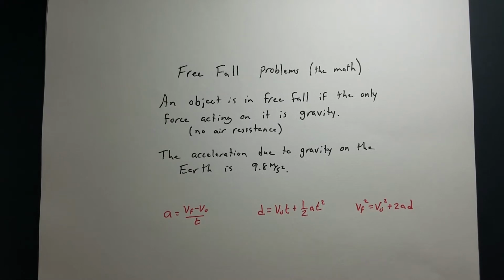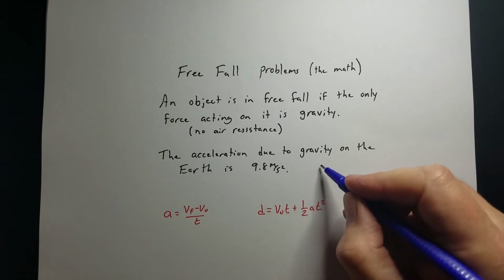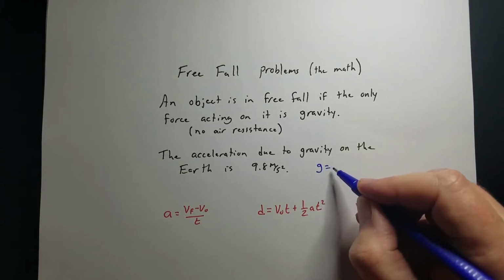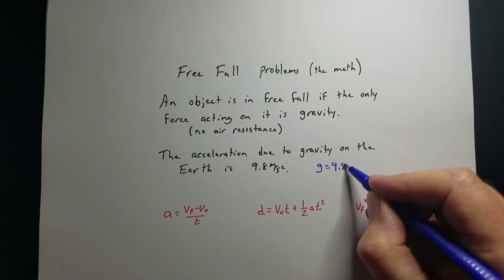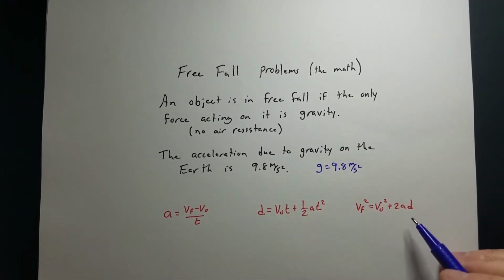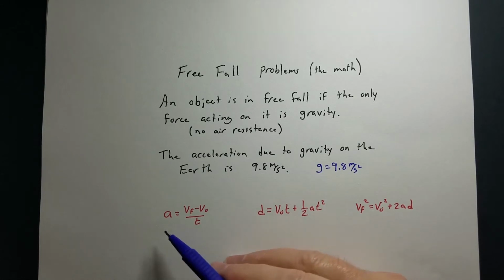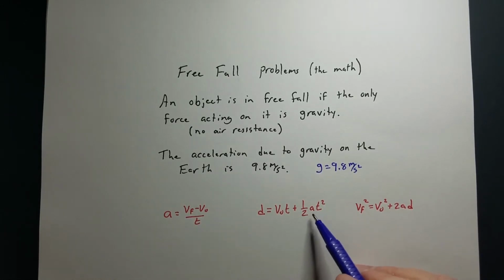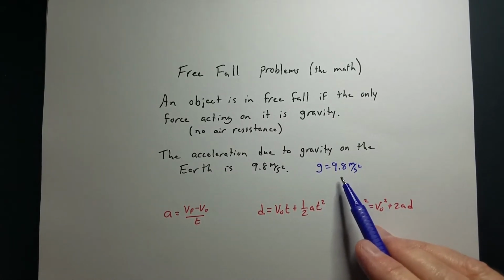Now on Earth, the acceleration due to gravity is 9.8 meters per second squared. And we use it so much we actually give it a special letter. We call it a lowercase g. So lowercase g is always 9.8 meters per second squared. And we can still use our old kinematic equations, except the acceleration for each one would be 9.8.